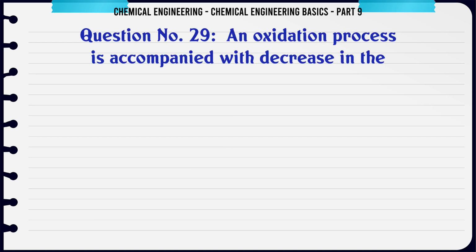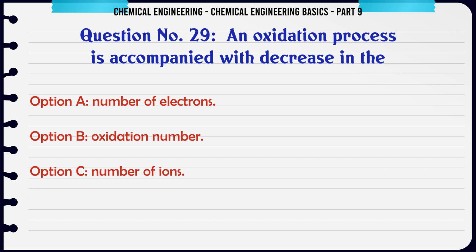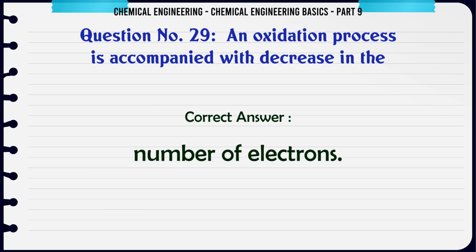An oxidation process is accompanied with decrease in the: A. Number of electrons, B. Oxidation number, C. Number of ions, D. All ABC. The correct answer is number of electrons.